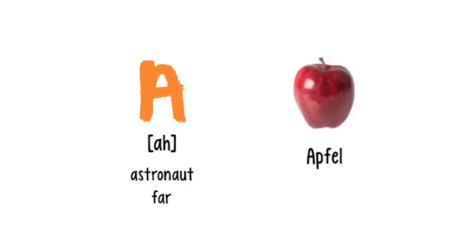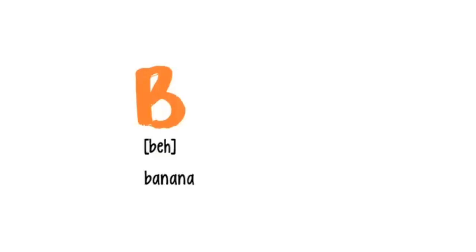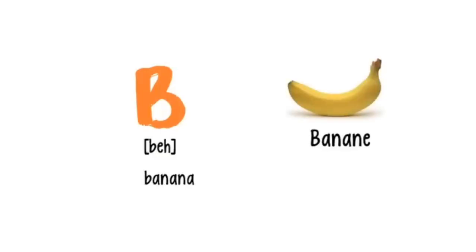The letter A is pronounced like the A in the word astronaut, and in the longer version, it sounds like the A in the word far. Your first German word is Apfel, which means apple. Let's continue with B, which is pronounced like the B in the word banana. And the translation of banana in German is Banane.